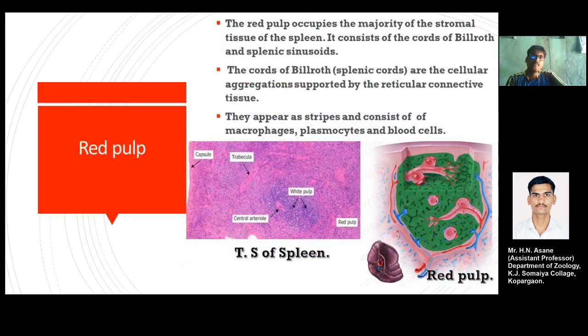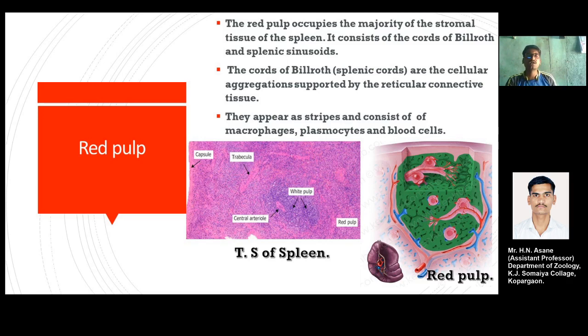So the red pulp is going to occupy the majority of the stromal tissues of the spleen. All the other stromal tissue of the spleen is covered by this red pulp. It consists of the cords of Billroth and the splenic sinusoids. So these are the two regions of the red pulp.